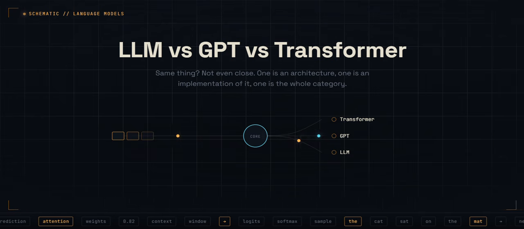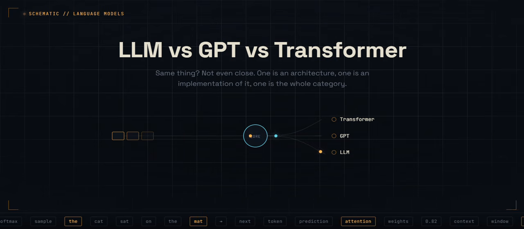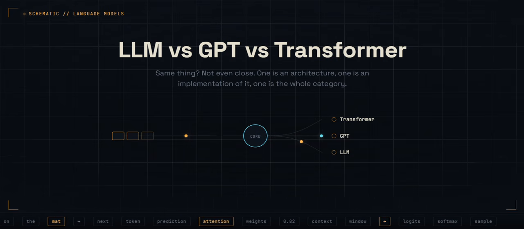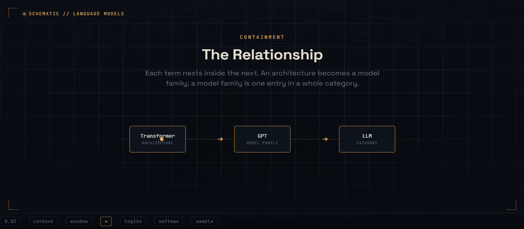GPT is one implementation of that architecture. And LLM is the entire category. By the end of this video, you'll never confuse these three terms again. Let's dive in. This diagram explains everything.